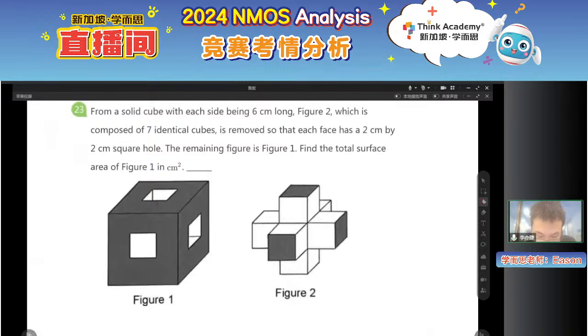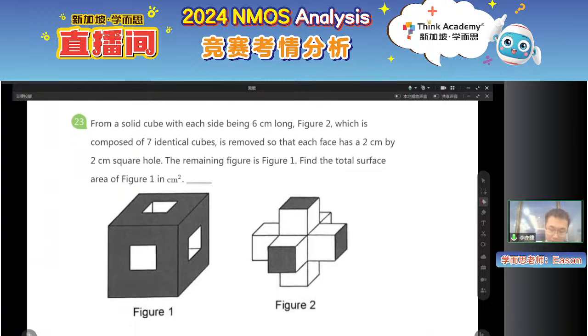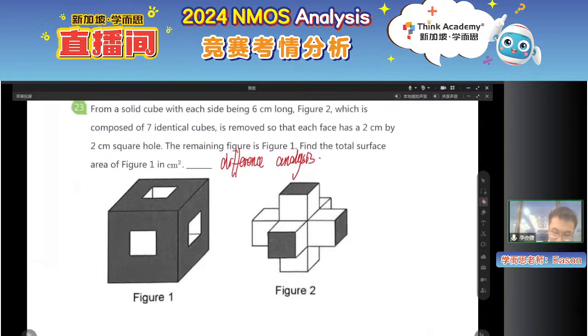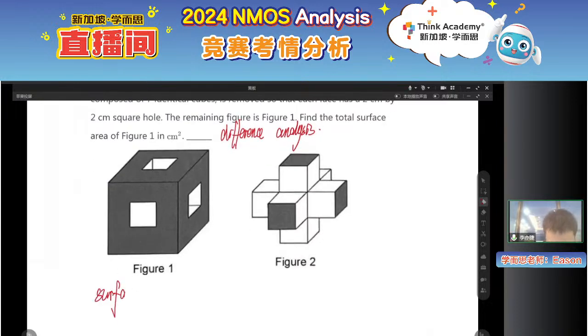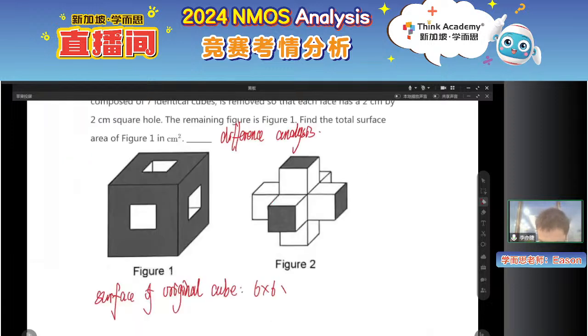26. Yeah, we want to know the total surface area of this figure, right? So actually, the picture here gives us a very strong hint. The logic to solve this type of problem is called difference analysis. So first, the surface area of the original cube is 6 times 6 times 6, it's 216, right?